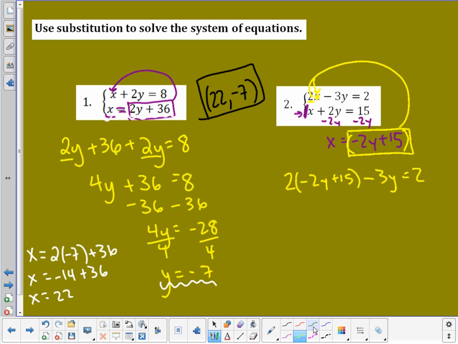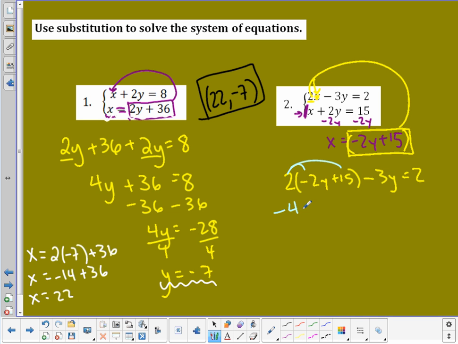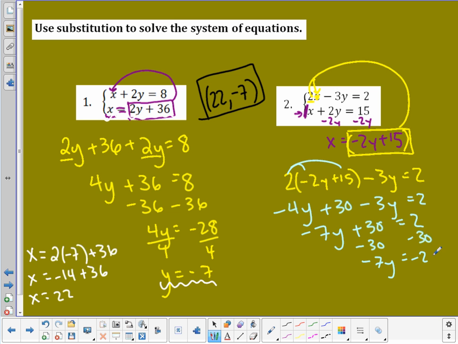And again, now I solve for y. So when I solve for y, I distribute this 2. That's negative 4y plus 30 minus 3y is equal to 2. I can put my y terms together. Negative 4 and negative 3 is negative 7y plus 30 is equal to 2. And then subtract the 30. Negative 7y is equal to negative 28. And then divide by the negative 7. So I'm left with y is equal to positive 4.